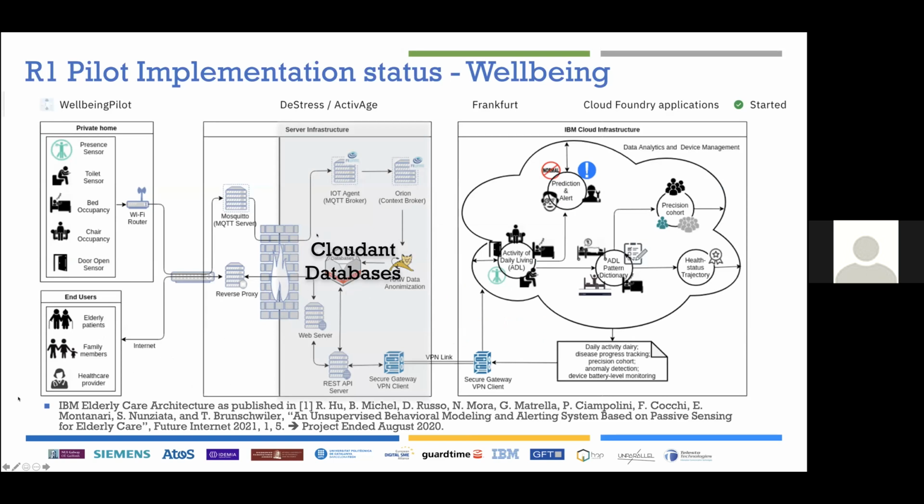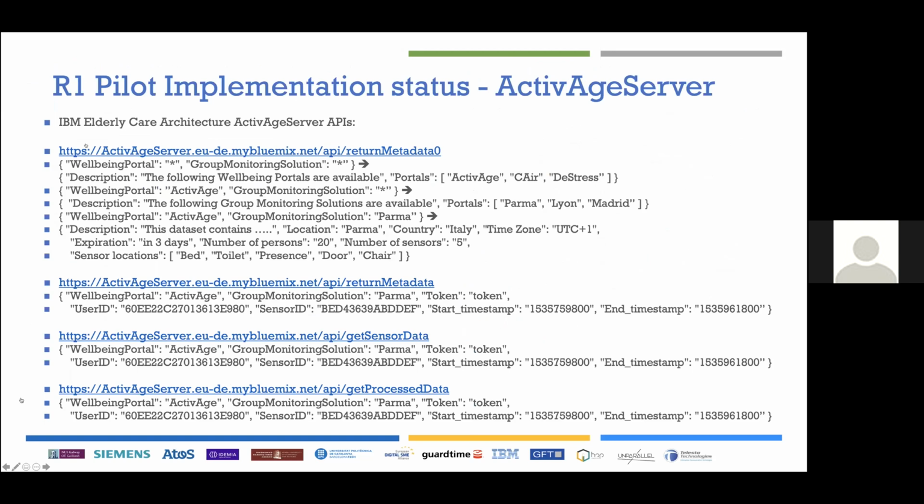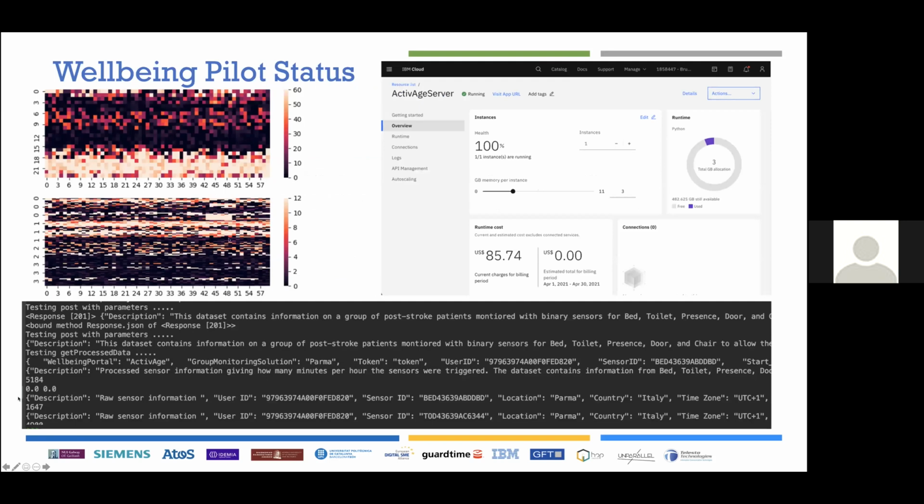So what we're doing is we're replacing an existing IoT platform with a simulated server, which is in a cloud database, which we then can access and make available via API calls managed through the Wellbeing portal. Here are the calls to this database, so we can return metadata, get sensor data and get process data for a certain data set. We implemented datasets from ActiveH Parma, and here is a simulated dataset and the process that is used to check the validity of the dataset and the access.